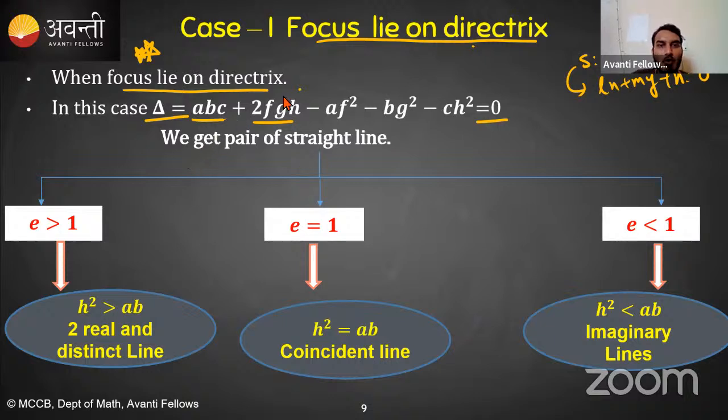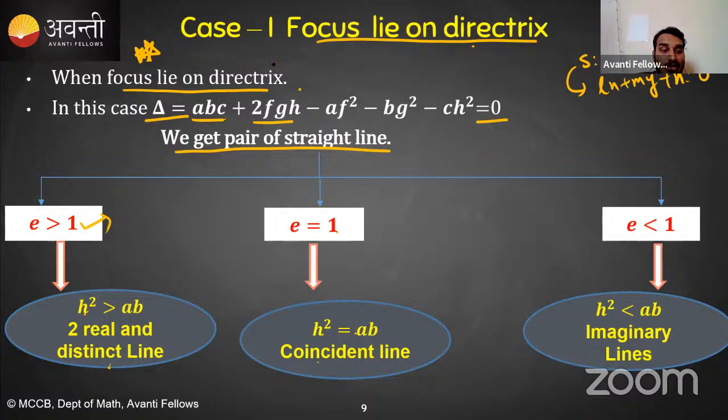So it means when the focus lies on the directrix, we get delta equal to 0, which means we get a pair of straight lines. But what kind of straight lines? This will depend on the ratio, which means E. If E is greater than 1, then h square is greater than AB, and we get two real and distinct lines. If E is equal to 1, then h square equals AB, which means coincident lines. And if E is less than 1, meaning h square is less than AB, we get imaginary lines, right?